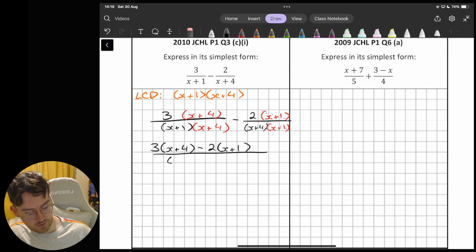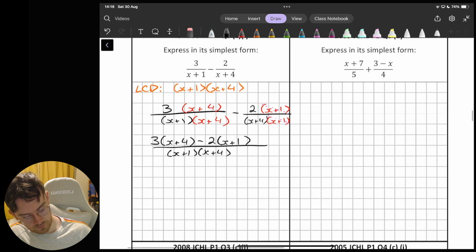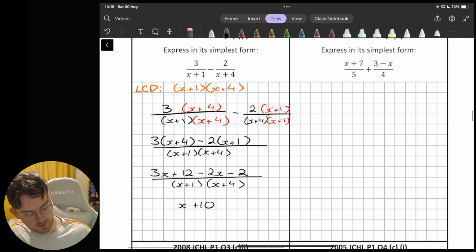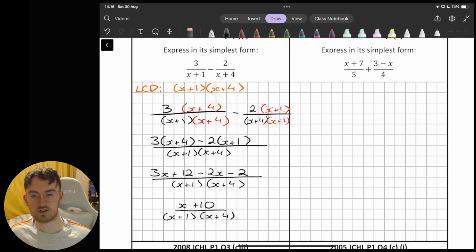with that common denominator. Then look at expanding my brackets. And then simplify the numerator. And we end up with our overall answer here.